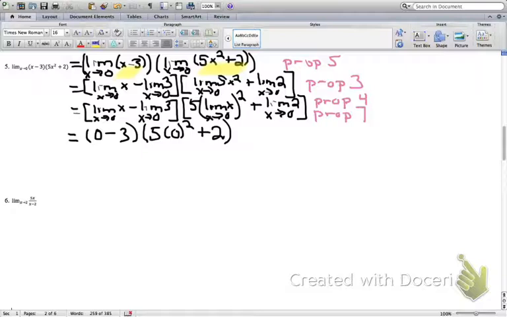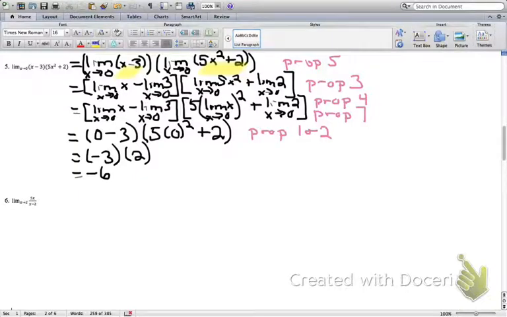Okay, again, this comes from our property 1 and 2. And now we can go ahead and just solve. So we get negative 3 times 2, so we get a final answer of negative 6. So now we'll continue looking at question 6 here.